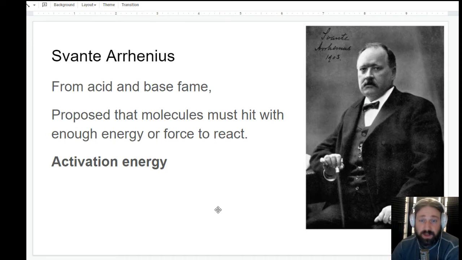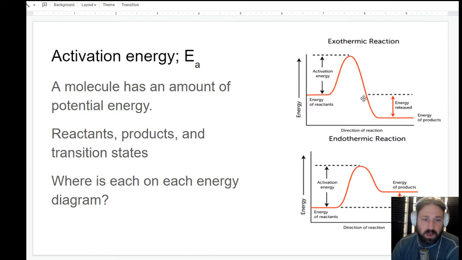So, this dude is the guy that figured out a lot of this. His name was Arrhenius. You might remember him as the acid and base guy. Arrhenius acids, Arrhenius bases. He kind of put forth that molecules have to hit with enough force in order to actually do anything. So they have to have enough energy going. And he called this the activation energy. I'm going to go into this in a little bit more detail in a different lecture, but just so you know that there's always going to be kind of a starting energy, an ending energy, and there's always going to have to be this hill you have to go over in order for the reaction to go forward.